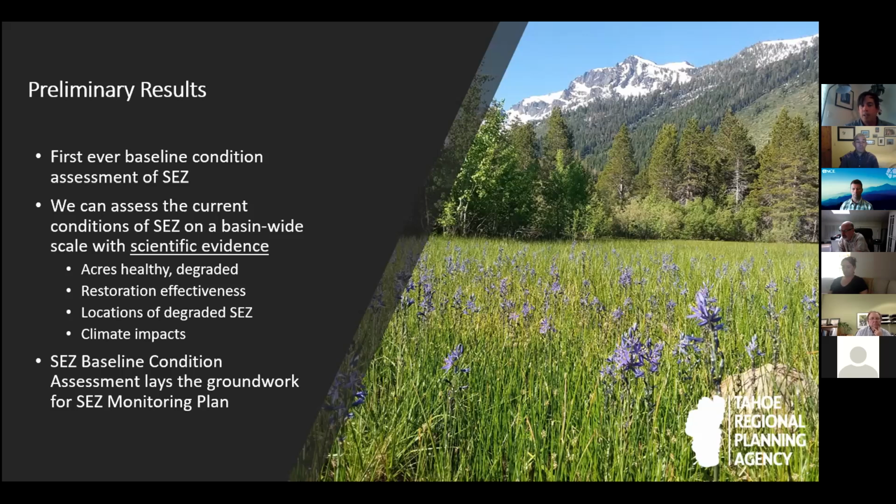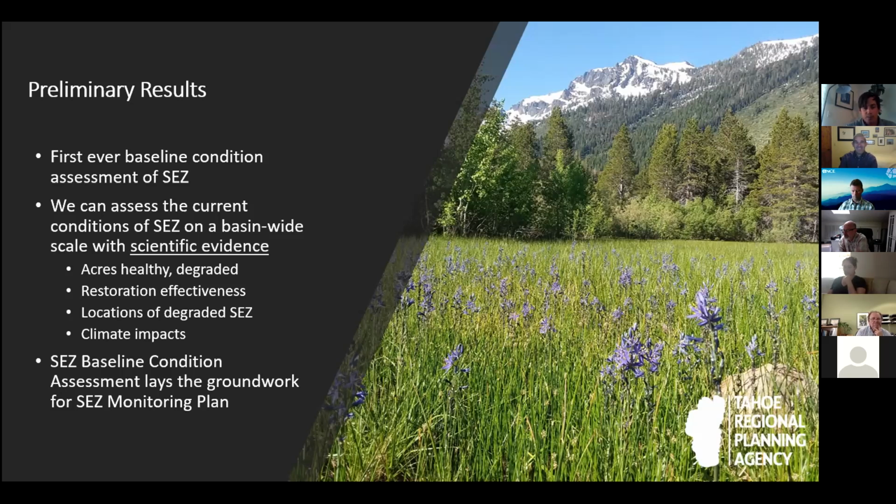And another thing is we can also look at climate impacts. The remote sensing of vegetation vigor, which is done by DRI, we can look back all the way to 1982 and look at the vegetation vigor of each meadow in the basin and how it's been changing over time. And we are seeing definite climate impacts on a basin-wide scale. So really cool stuff here.